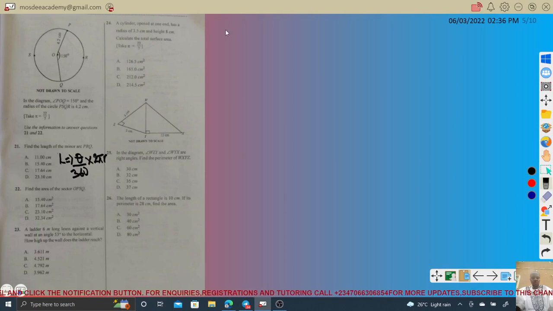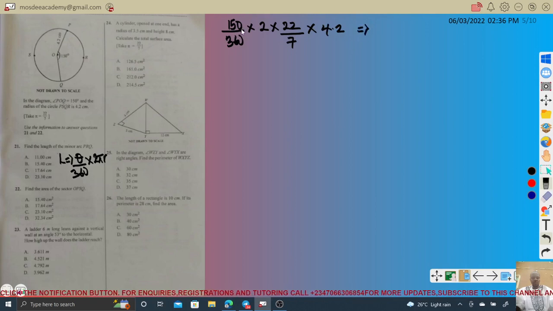So doing that, my dear student, we can just substitute here for understanding's sake. Angle is 150 divided by 360 times 2 times 22 over 7 times the radius, which is 4.2. As you can see, these are the radii. So substitution can make it very easy. You can punch your calculator. 150 times 44 times 4.2 divided by 360 times 7. Without wasting time, your answer directly from the calculator will give you 11 centimeters, and that is option A. Please note that.